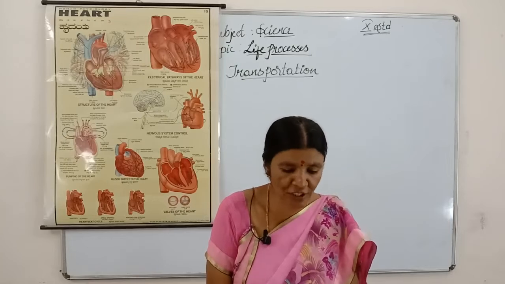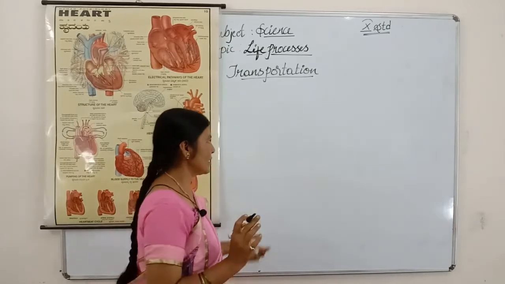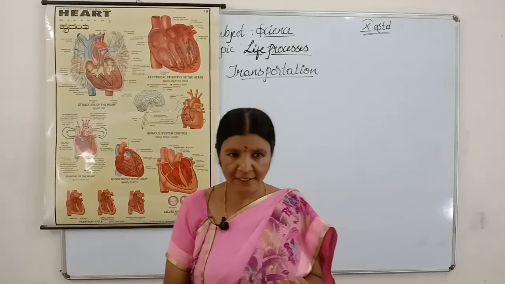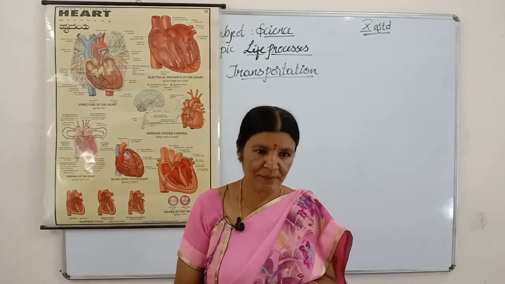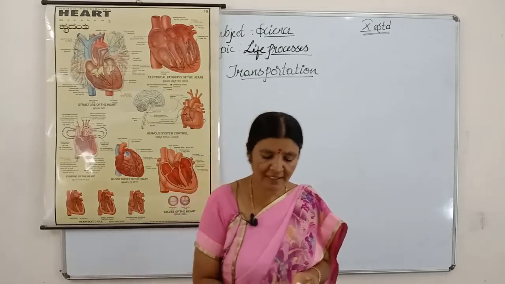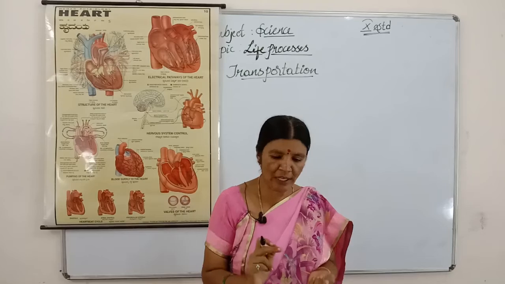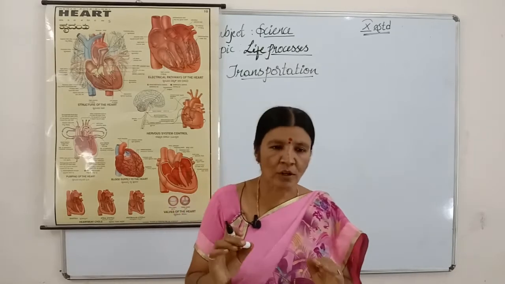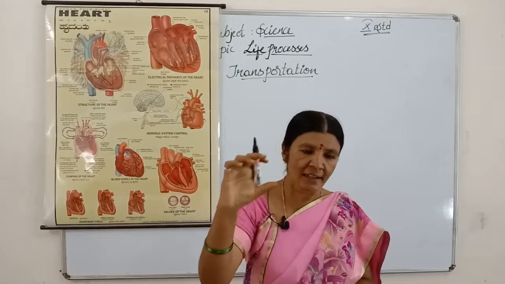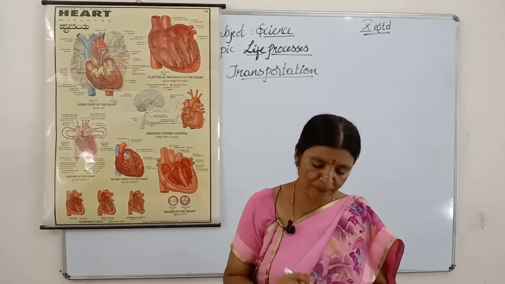For the circulation we need the heart. In the last previous class we learnt about blood vessels, even capillaries. Today we are going to see what happens to the blood, how it is circulated all throughout the body.